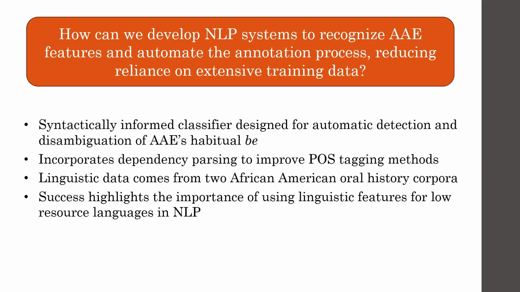These issues lead us to our research question. How can we develop NLP systems capable of recognizing AAE features and automating the annotation process, reducing reliance on large amounts of training data? This presentation describes a syntactically informed classifier designed for the automatic detection and disambiguation of AAE's habitual be. Building on previous research that explored part-of-speech tagging as a disambiguation parameter, our study delves deeper into the complex syntactic patterns occurring with habitual and non-habitual usages of be.